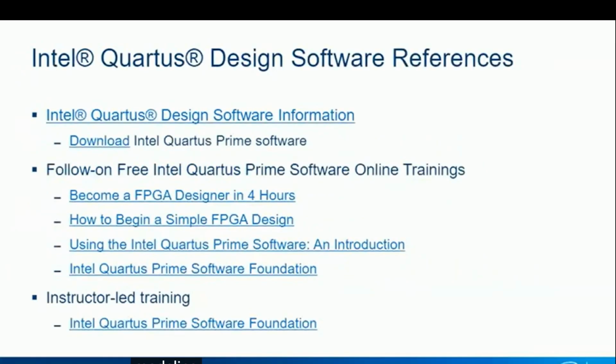To learn more about Intel's award-winning Intel Quartus design software, use the references here. You can also download the free version of Intel Quartus Prime design software on the Intel FPGA website. There are a number of follow-on free online trainings that talk about how to get started with the Quartus Prime software. Depending on your time budget, please view these online trainings to see how easy it is to get started creating FPGA designs. Lastly, we also offer a full-day instructor-led training which covers detailed information about Intel Quartus software, including lab exercises. This entire class is also available for free in online format.